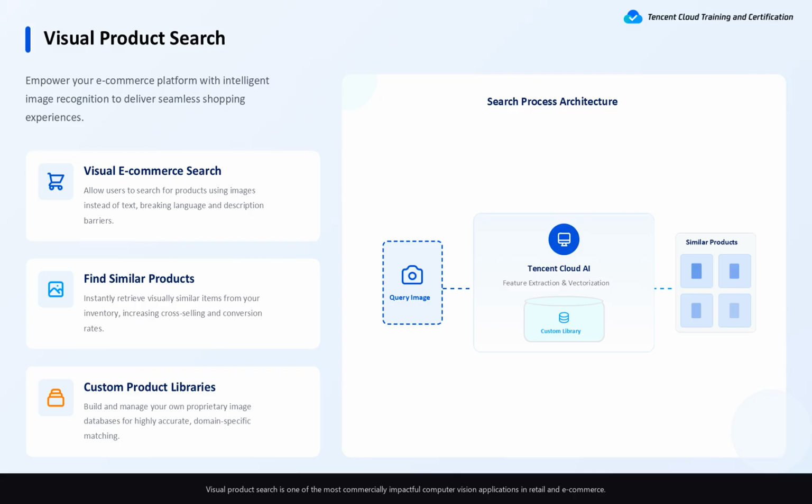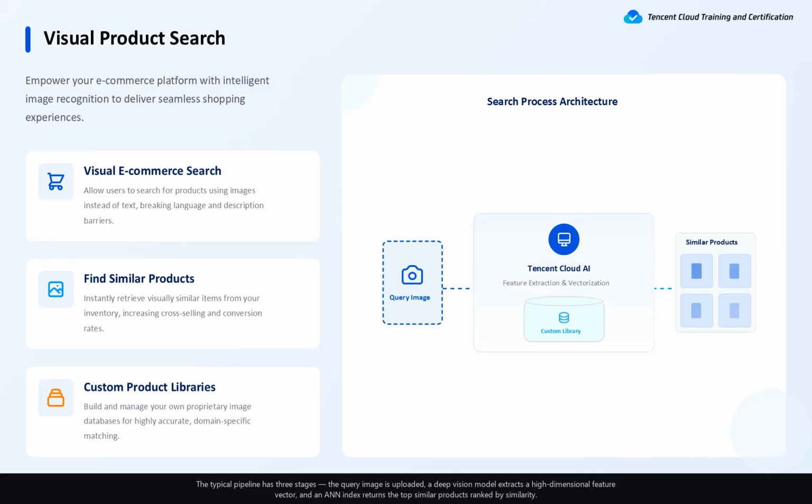Visual Product Search is one of the most commercially impactful computer vision applications in retail and e-commerce. Instead of typing keywords, shoppers upload or snap a photo, and the system retrieves visually similar items from the catalog in milliseconds, breaking the language and description barrier that often blocks conversion. Tencent Cloud's Visual Product Search lets merchants build their own feature library indexing tens of millions to billions of product images, and supports multi-view matching that is robust to occlusion, deformation, and lighting changes.